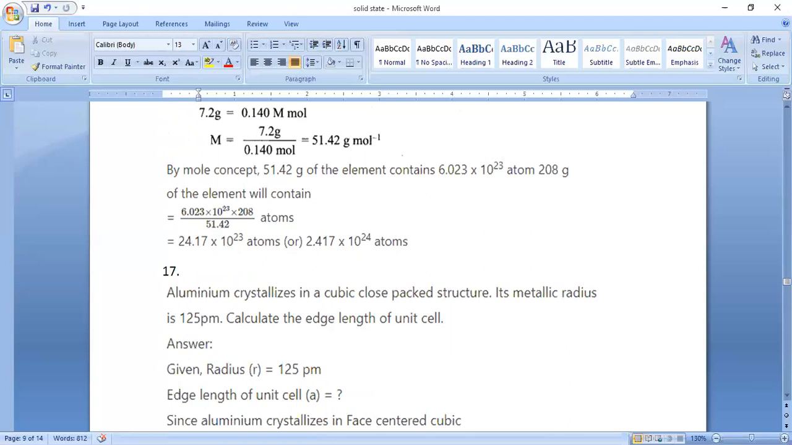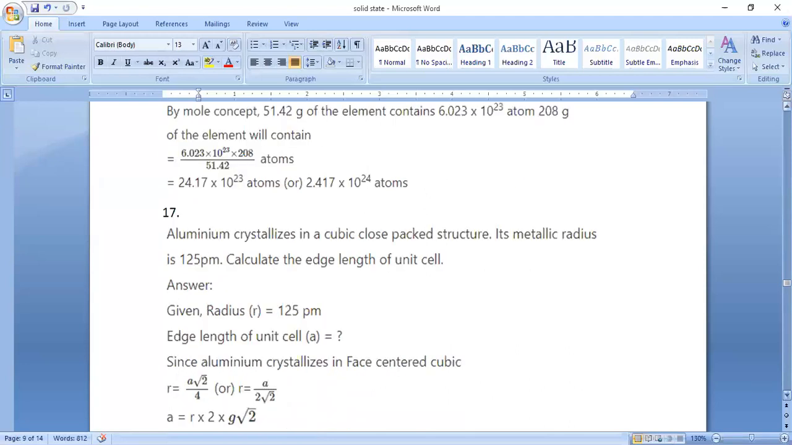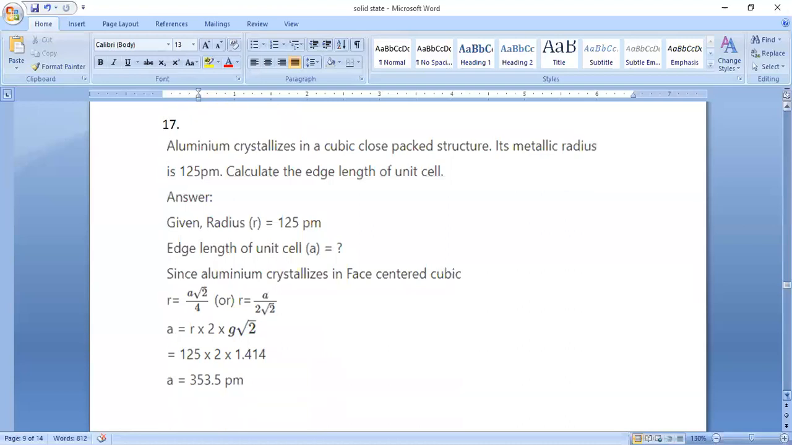See the 17th question. Aluminum crystallizes in a cubic close packed structure. Its metallic radius is 125 pm. Calculate the edge length of the unit cell. So the radius equals 125 pm. Edge length is what is asked in the question. For FCC, the formula is r equals a into root 2 by 4. That is changed here to a equals r into 4 by root 2, so a only we are going to calculate.